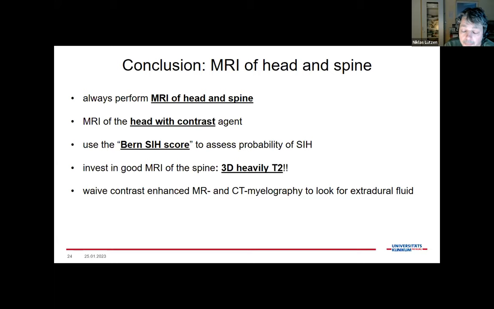And I think it's really important to invest in good MRIs of the spine, especially the heavily T2 images. Please ask your radiologist or neuroradiologist to implement them. And when you have these, you can waive other techniques like MR myelography or CT myelography to find an extradural fluid collection.